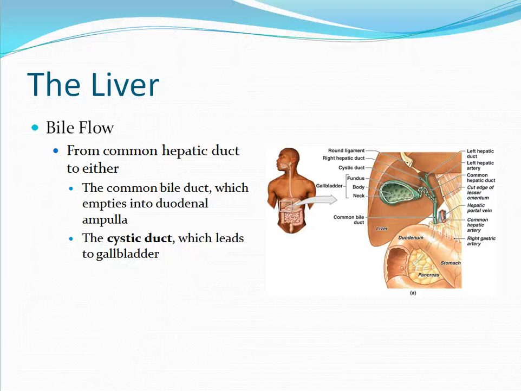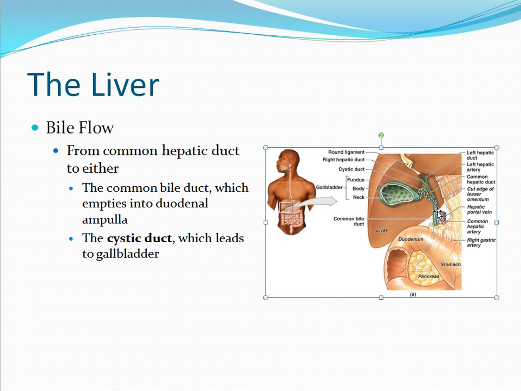Or it can enter into the cystic duct, which heads up to the gallbladder, which will then store the bile until it is needed. So again, here we see the common hepatic duct. It can go into the common bile duct, which will drain into the duodenum, or it can go into the cystic duct, which drains into the gallbladder.